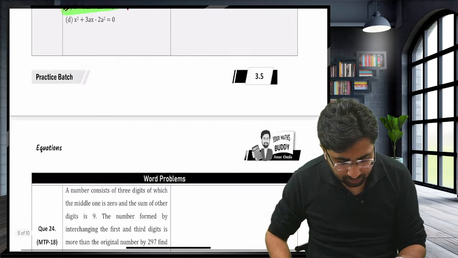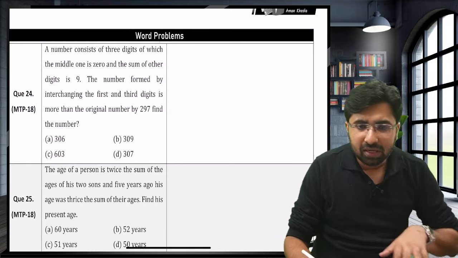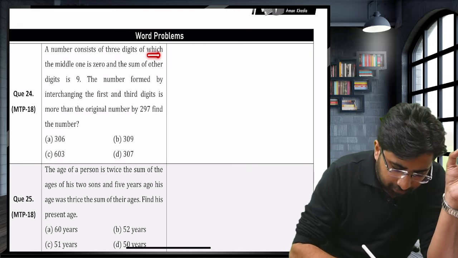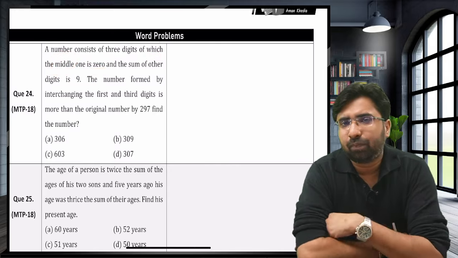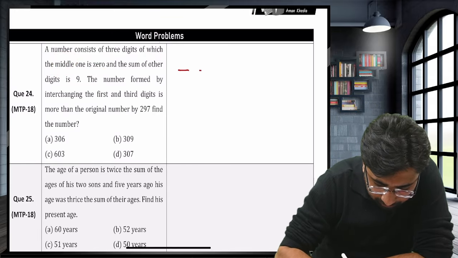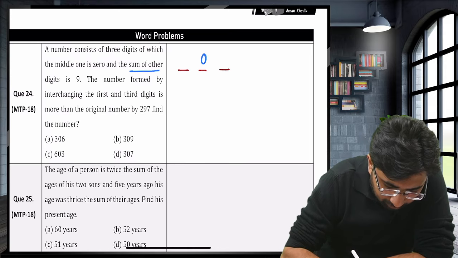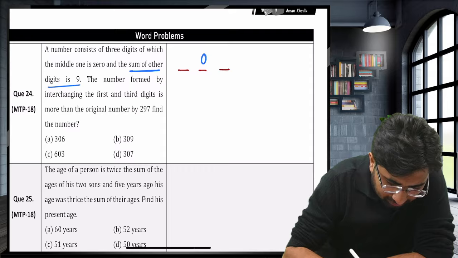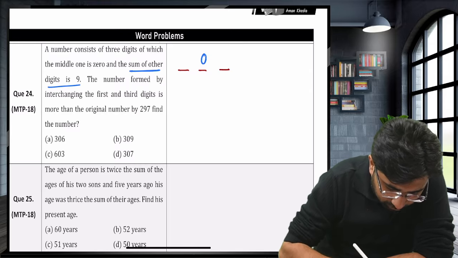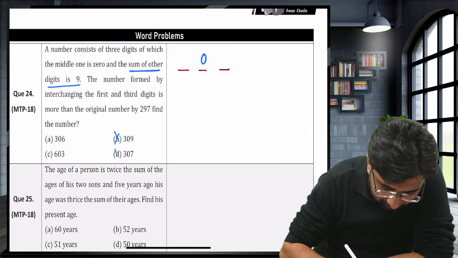Okay. Now let's start with the word problems. Guys, a number consists of 3 digits, of which the middle number is 0. So there is a 3-digit number. The middle number is 0. The sum of the other two is 9. Guys, the sum of the other two: 6 plus 3, 9. 9. This is wrong. 10. This is also wrong. Sum of the other two is 9.